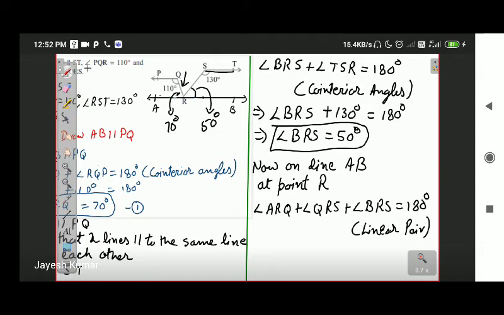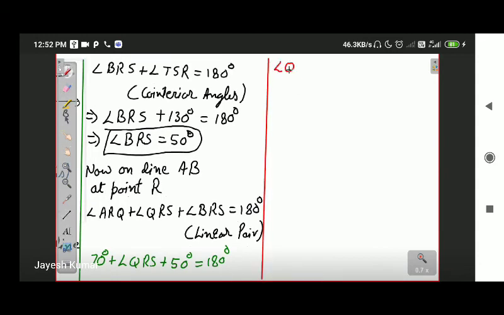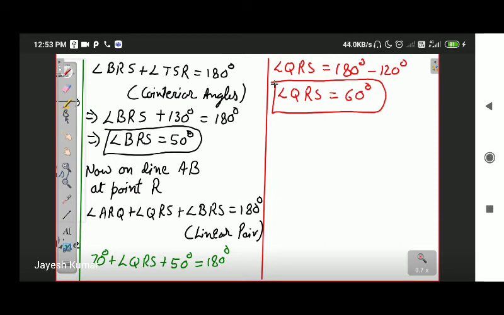Now we already know the value of angle ARQ. Angle ARQ is 70 degrees. We don't know the value of angle QRS, that we have to find out. And angle BRS is 50 degrees, equal to 180 degrees. Moving forward, angle QRS is equal to 180 degrees minus 50 and 70, which is 120 degrees. So finally, the value of angle QRS is equal to 60 degrees. This is our final answer. Okay.